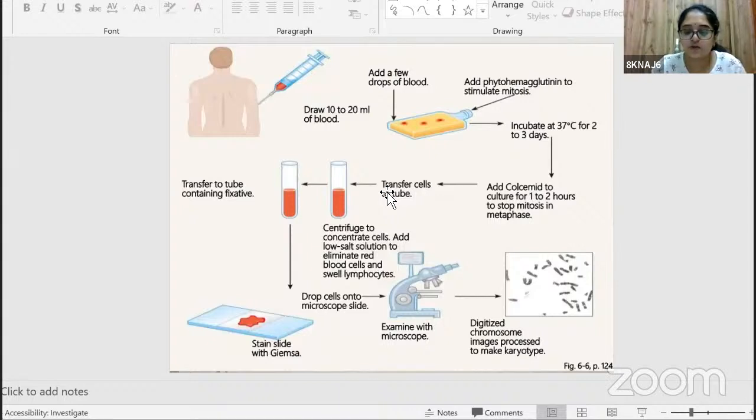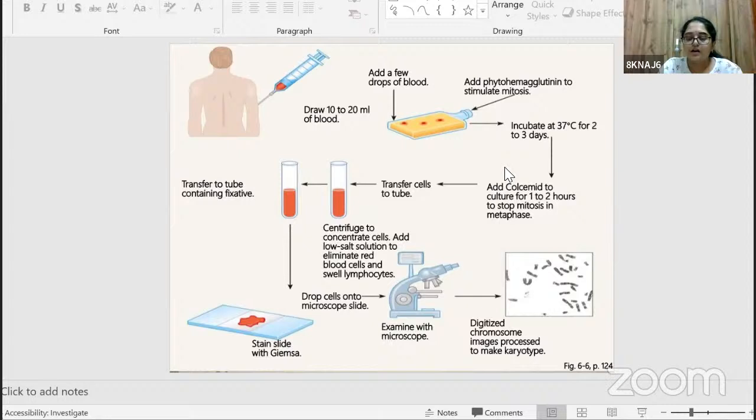You can actually see karyotype descriptions given, and then the automated karyotypic systems, with methods of chromosome analysis. So the stepwise procedure, whatever is there, is almost similar to what has been given in your textbook. So you can just follow it. Collection of blood under sterile conditions, and then adding a few drops of blood to the culture medium, which is usually HAM-F10, or else you can use even RPMI or TC199. They are all culture media.